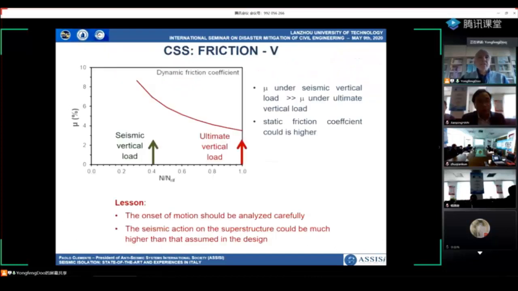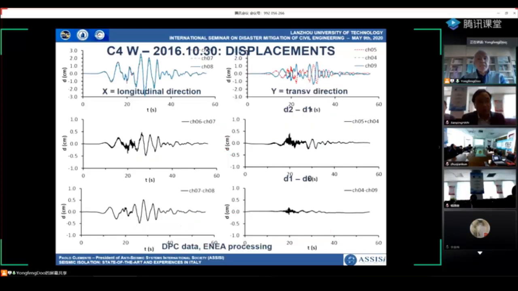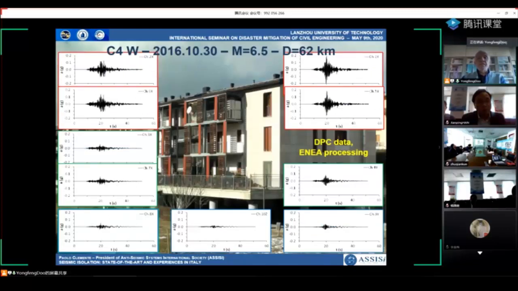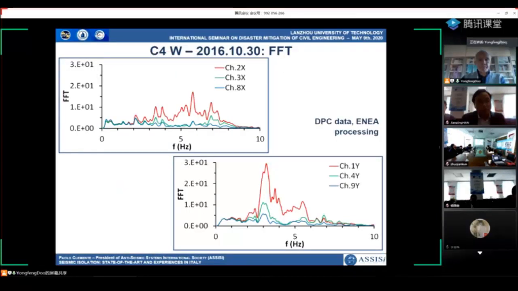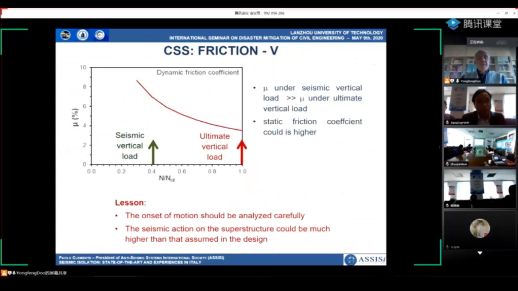Because it is related to a design choice. They decided the friction using the ultimate vertical load, for example, 3% friction coefficient. But during the earthquake, the vertical load was much smaller than the ultimate vertical load, maybe 1/3, 1/2 of the design ultimate vertical load. And so the friction coefficient was much higher. In fact, if we go back to the previous slide, you can see that we have peaks of about 1.2 g at the top of this building. Not only that, but the static friction coefficient can be much higher when the isolators are not working for a long time.